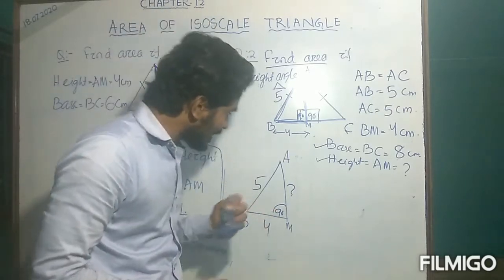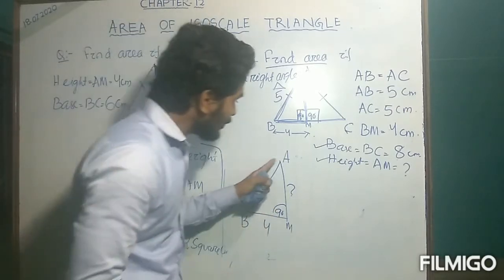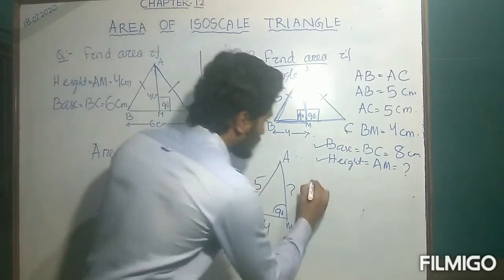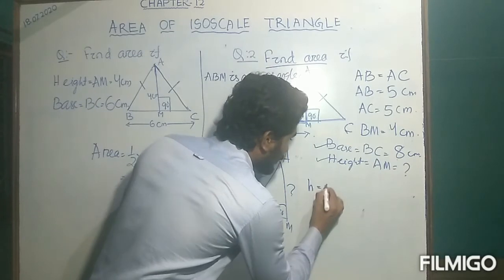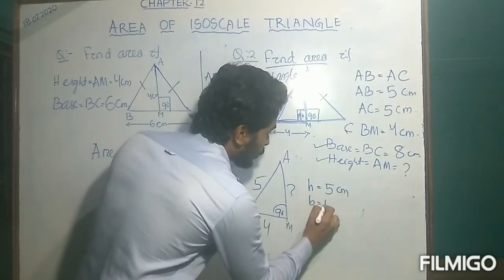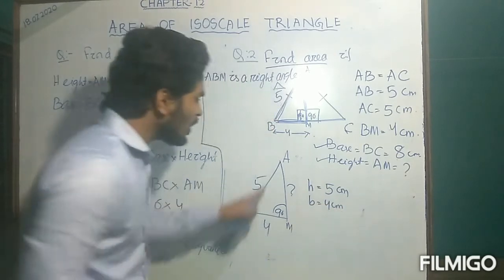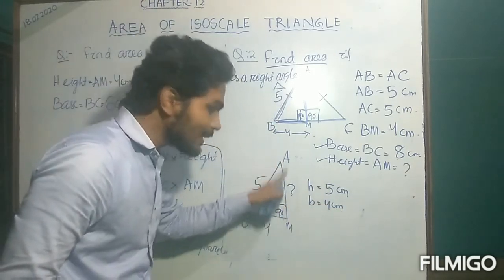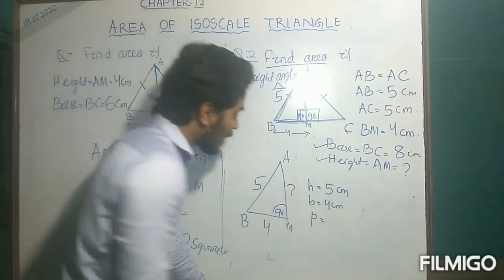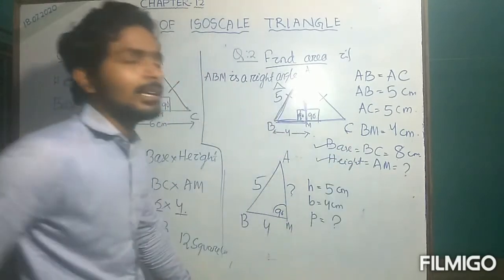So in this right angle triangle, we have the corner side, the hypotenuse. This is known as H. H is 5 cm. This is the base part. B is 4 cm. So we only have to find this, that is the height, that is P, the perpendicular height. We need to find the P value.